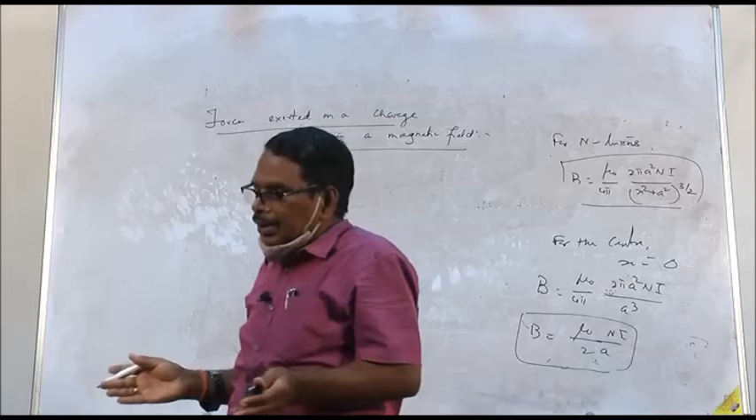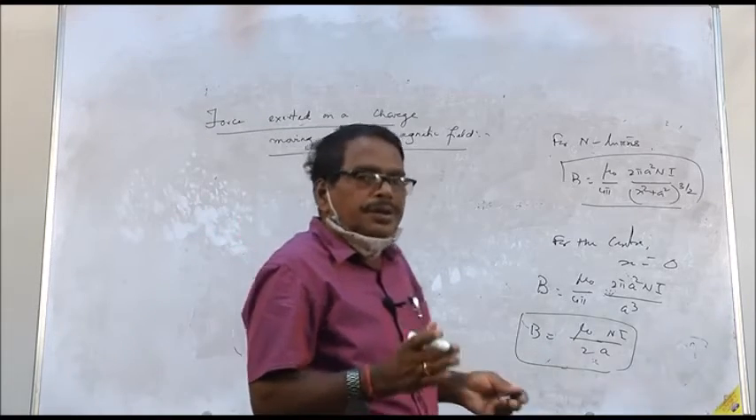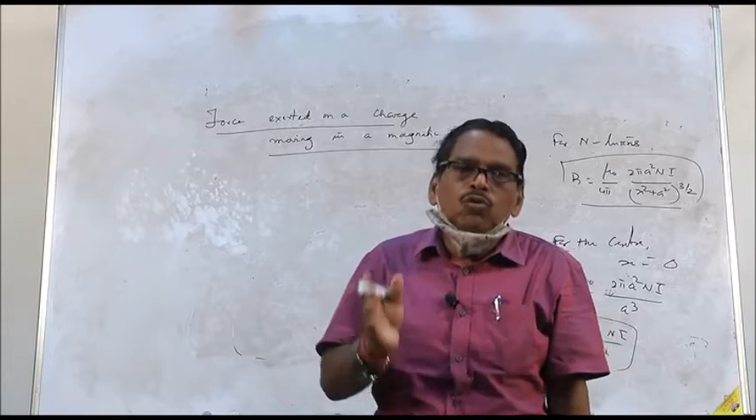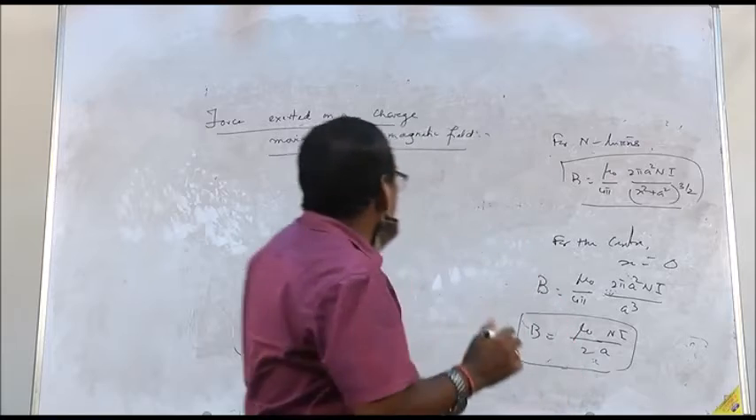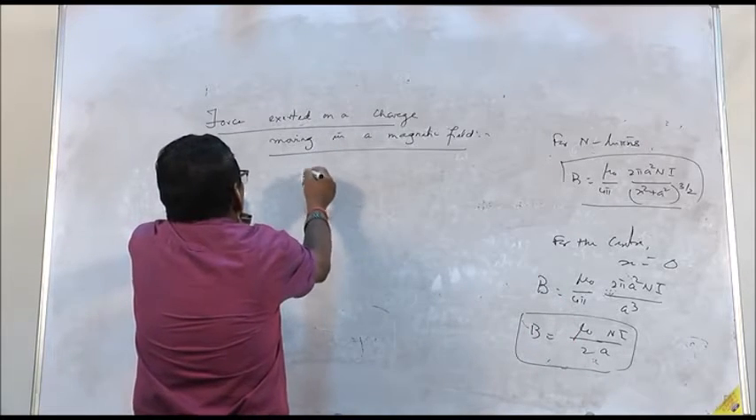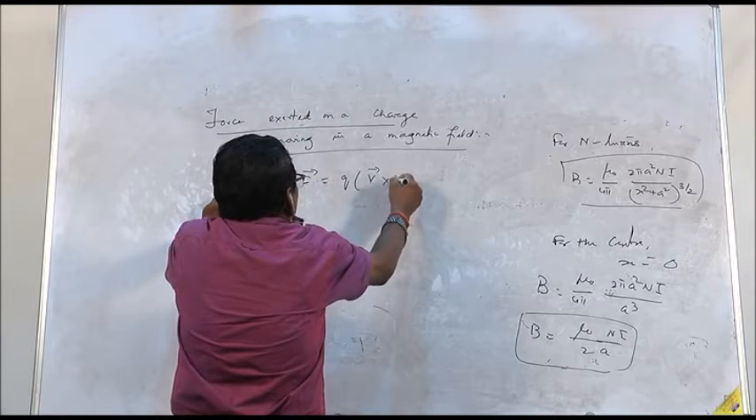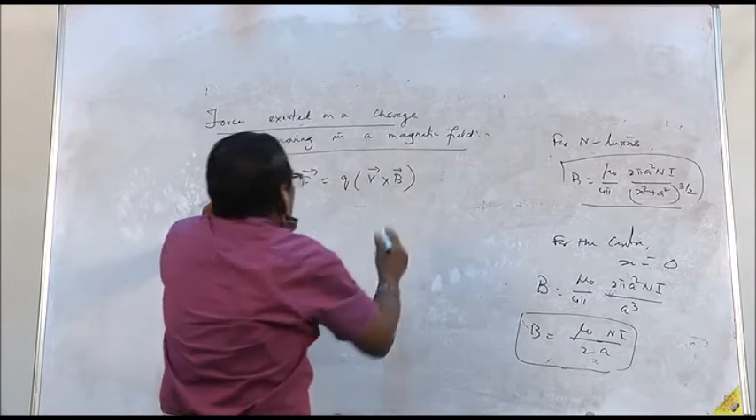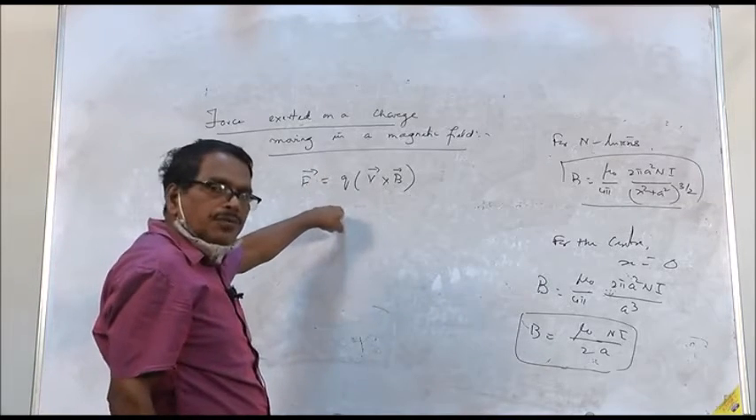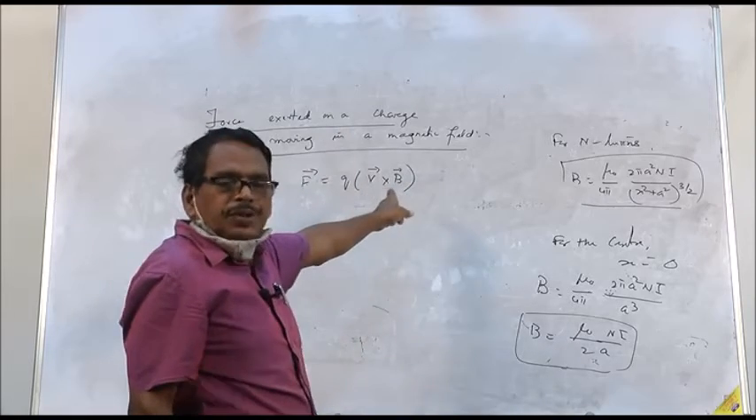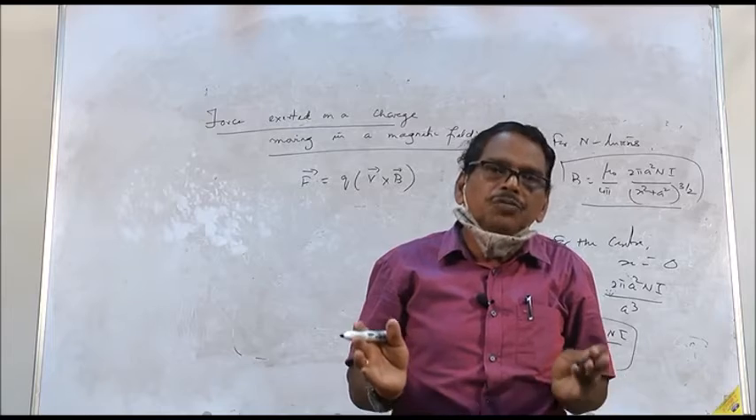Force exerted on a charge moving in a magnetic field will depend upon some factors. What are the factors? How much charge is moving, with what velocity it is moving, and what is the strength of the magnetic field, that is the magnetic flux density. So, that force is given by F is equal to Q V cross B.